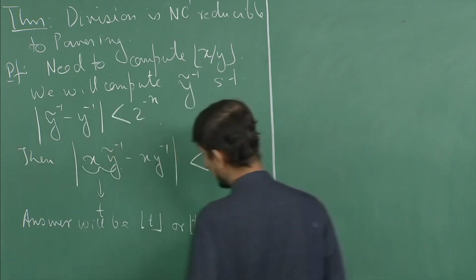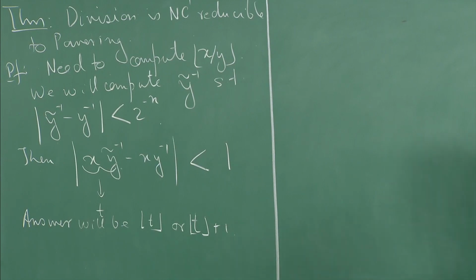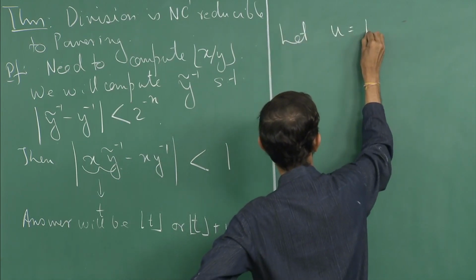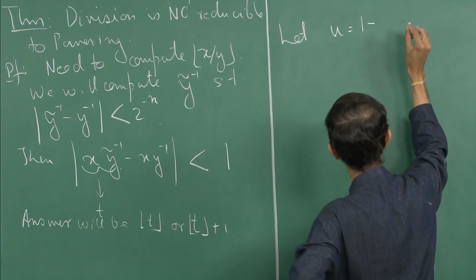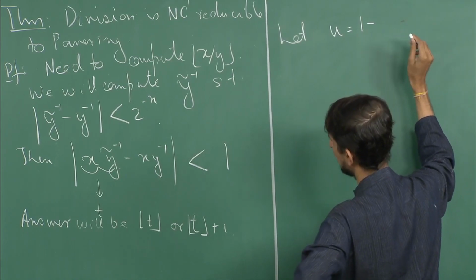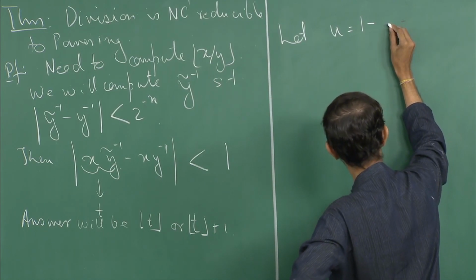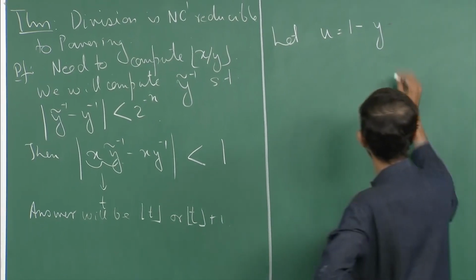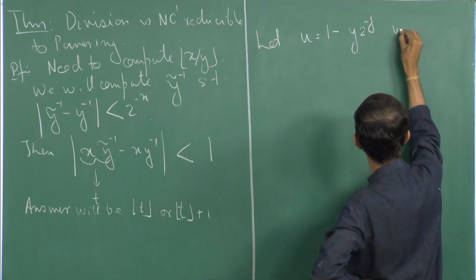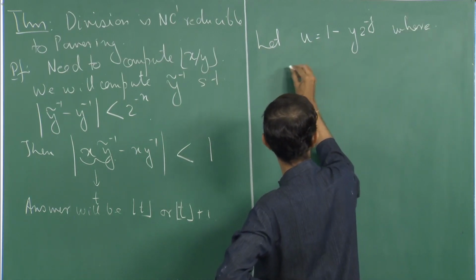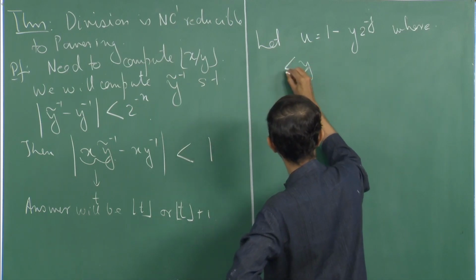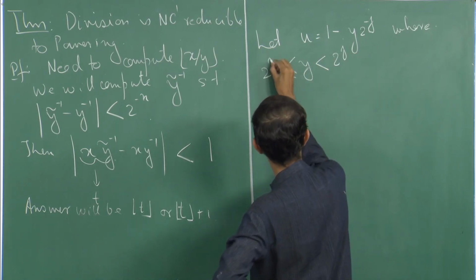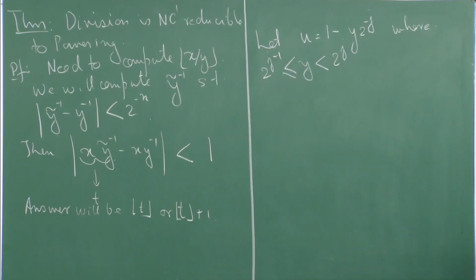Okay. So, now how do we compute y tilde? So, let u be equal to 1 minus y times 2 to the power minus j, where y is an integer that is less than 2 to the power j and greater than or equal to 2 to the power j minus 1. Okay.